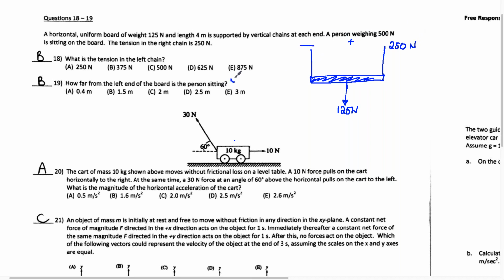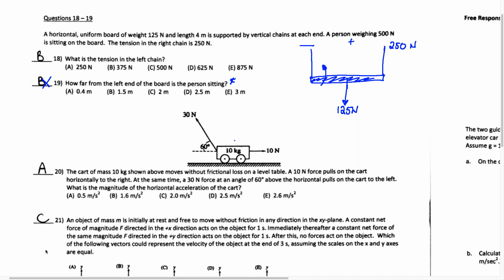But then question number 19 asks about how far from the left end of the board. This is a rotational mechanics question where we're going to be talking about torques. No, that's not a good question, and it shouldn't be on the review packet. So I'm just going to skip that because I don't think it would be fruitful to spend some time learning about rotational mechanics when it's really not testable.